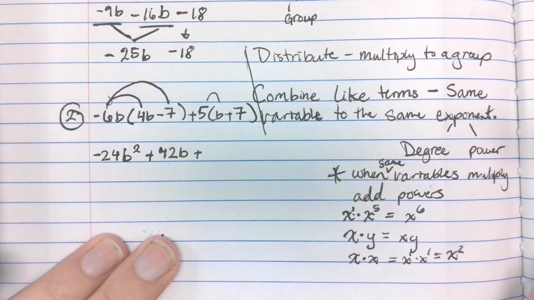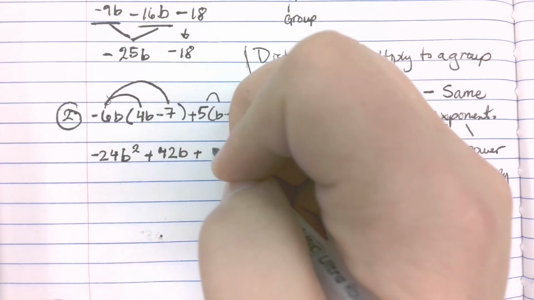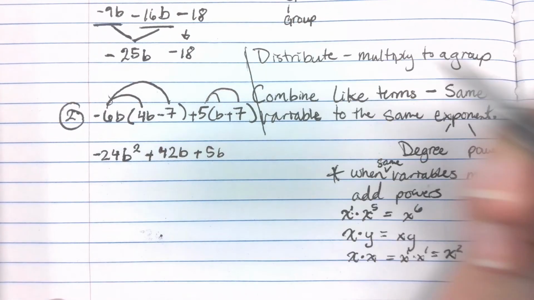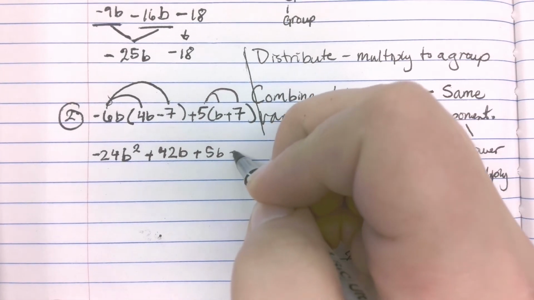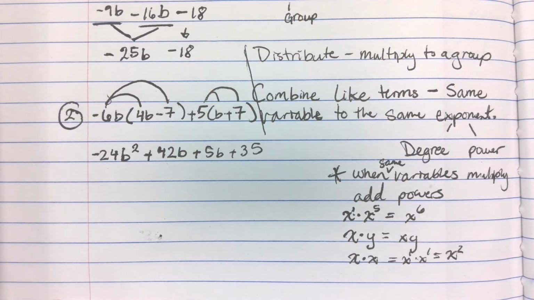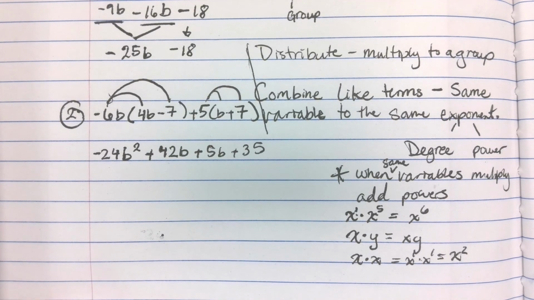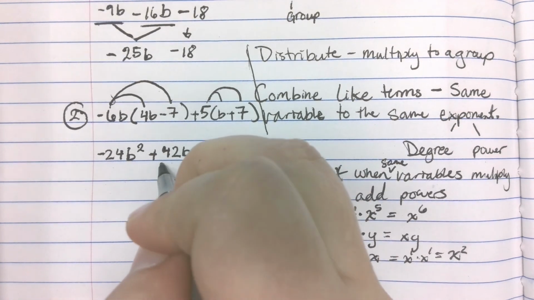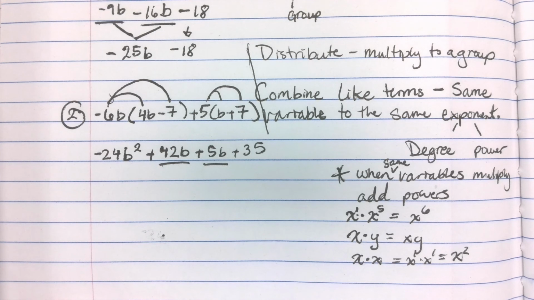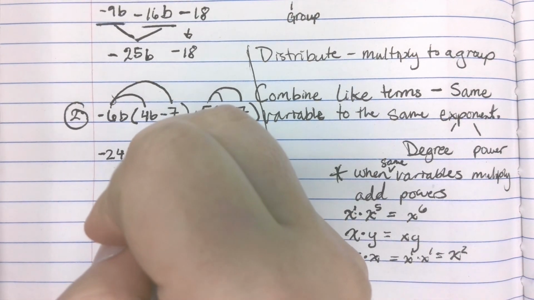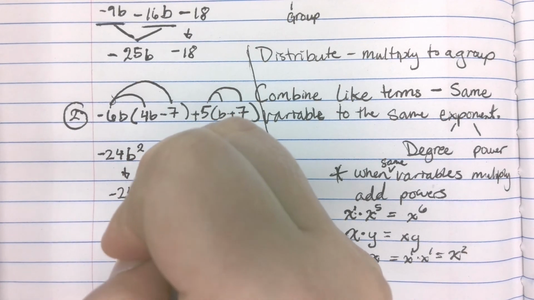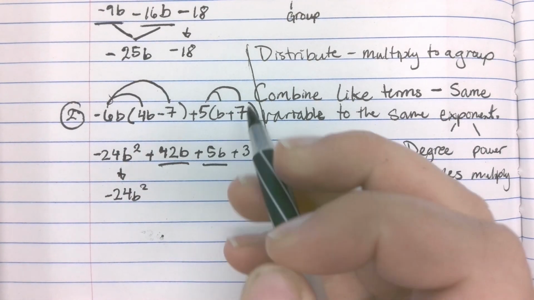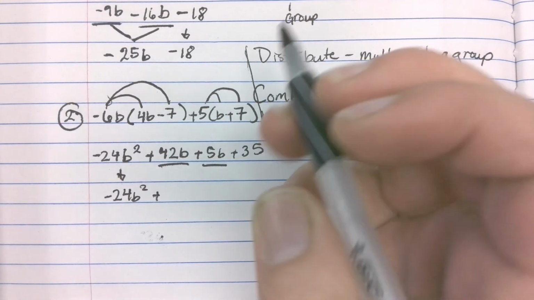What's 5 times b? 5b. What's 5 times 7? 35. Okay? Do we have anything that can combine? Anything that can go together that's like terms? 42b and 5b. We do. See how those are the only ones with the exact same variable to the same power. So that means this is just going to come down. Can't touch it. What's 42 plus 5? 47.